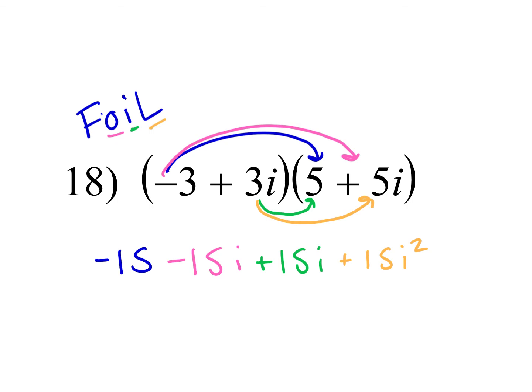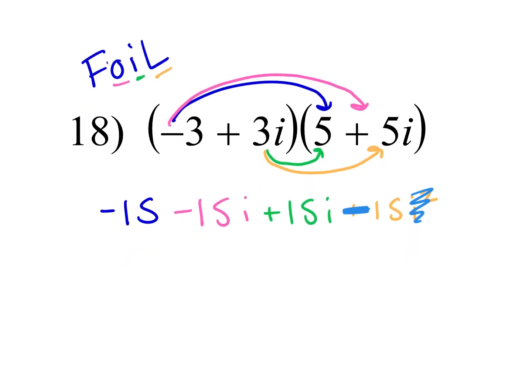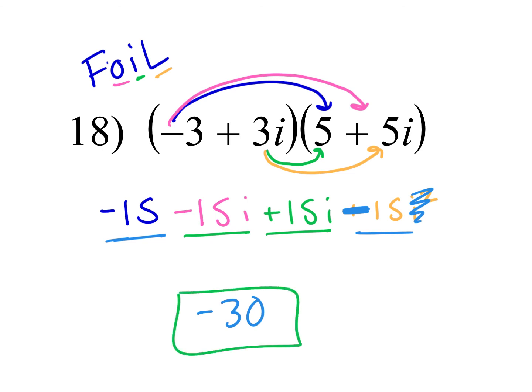What should I do next? Perfect. I change the i squared to be negative 1, so that makes this a negative 15. So we just change the sign of whatever the i squared is touching. The i squared goes away. So your answer will never have an i squared in it because you change it to negative 1. So what's negative 15 minus 15? Our real numbers here. Negative 30. And what is negative 15i plus 15i? 0. Do I need to write 0i? No. So my answer is just negative 30.